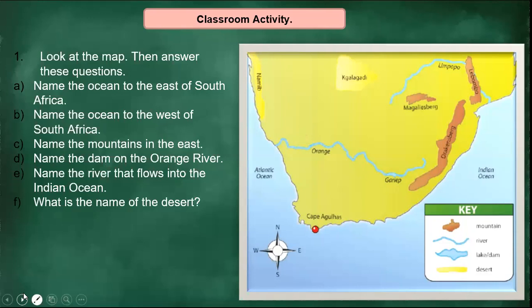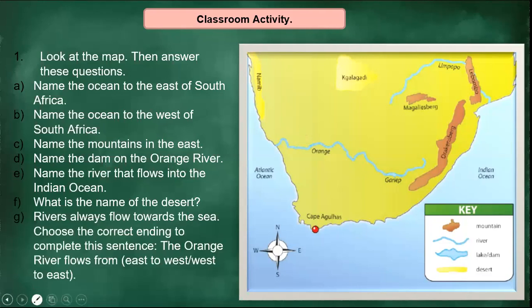What is the name of the desert that you see? Name the desert that you see on the physical map. We have Michaela. Yes, ma'am. I'm fine, and you? I'm good. Tell me the desert.